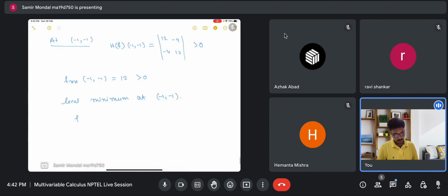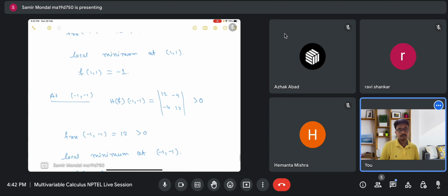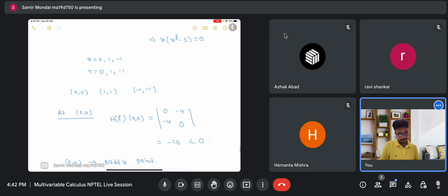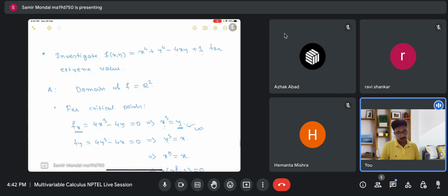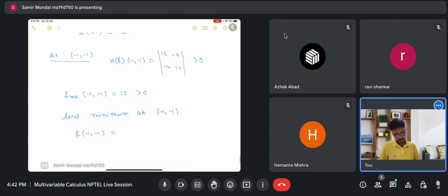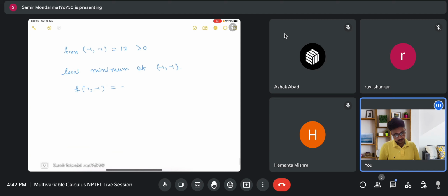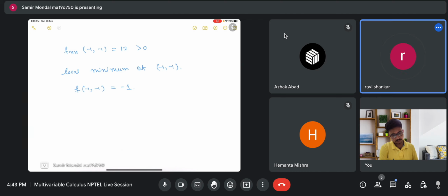What is the functional value at the point (-1, -1)? Same, because this is an even power. Yes, sir. So this is also your minus 1. So this is also your absolute minimum. This one is minus 1. Is it or not? Yes, sir. Local, this is also a minimum. Both are absolute minimum.